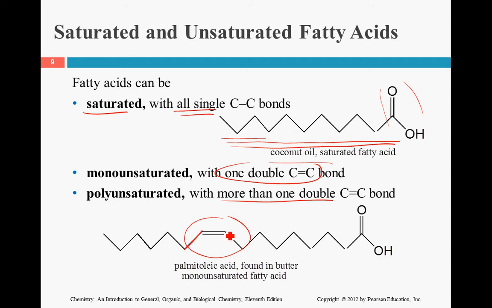Notice that on each side, the carbons are coming down. You may remember from previous chapters, this is a cis arrangement. The fact that it's cis is going to greatly influence the physical properties. And the cis arrangement is what's typically found in nature.